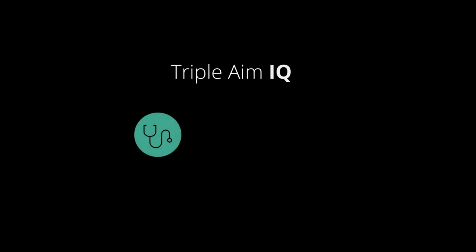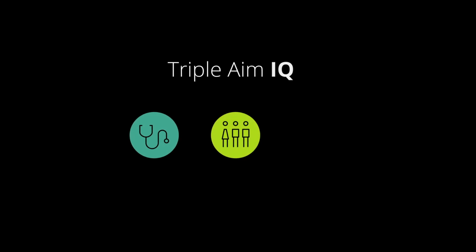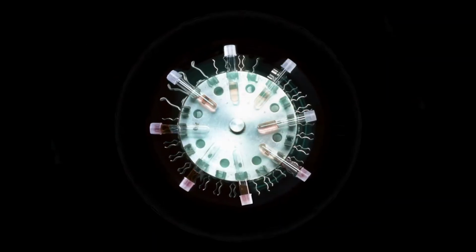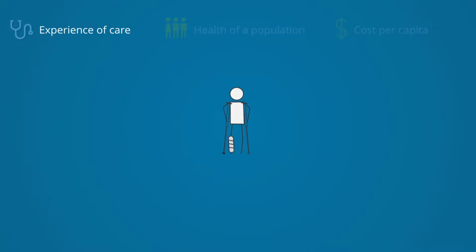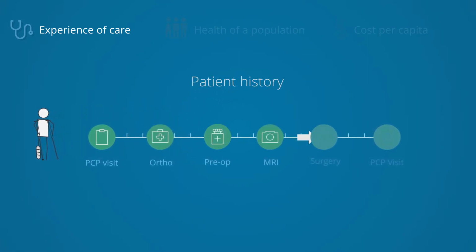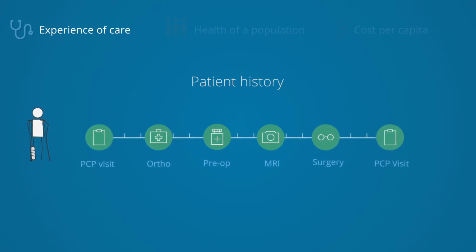Focusing on the three main priorities of healthcare, our solution helps you improve the experience of care, manage the health of a population, and reduce your cost per capita. Transform the patient experience by diving deep into their history of care to discover insights, eliminate complications, and improve the quality of care.